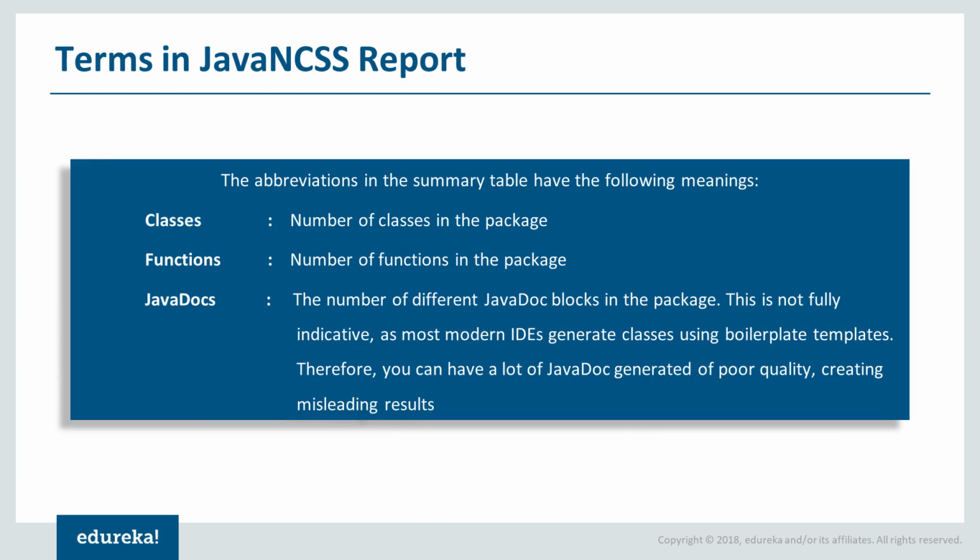Some of the terms to understand in the Java and CSS report: if we talk about classes, this is the number of classes in the package. Functions corresponds to the number of functions in the package. Java docs basically corresponds to the number of different Java doc blocks in the package. This is not exactly fully indicative because most modern IDEs generate classes using boilerplate templates. So you can have a lot of Java doc generated at poor quality, creating misleading results. So this is not something very useful here, but classes and functions give you an accurate understanding of how many classes and how many functions you have in your code base.